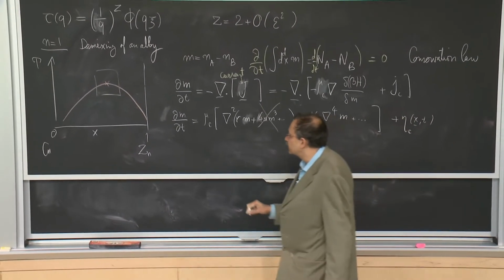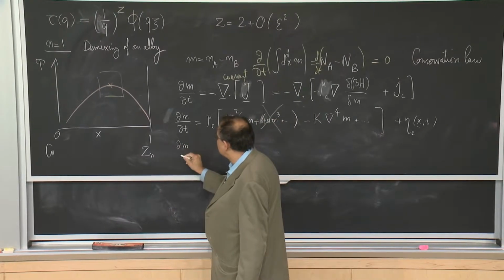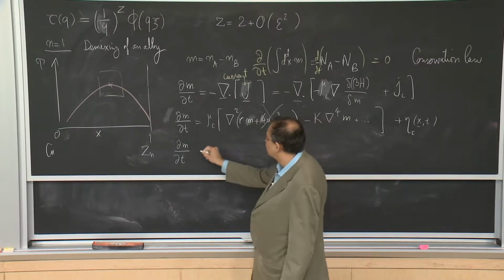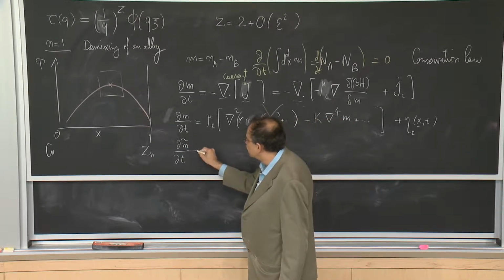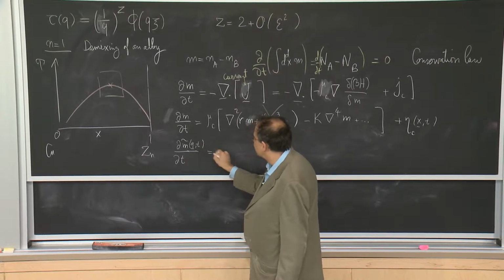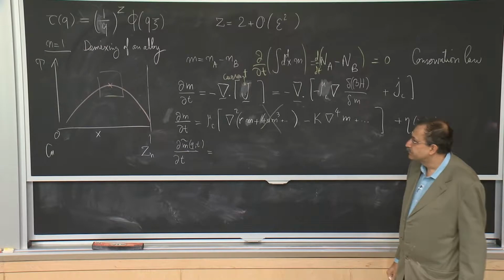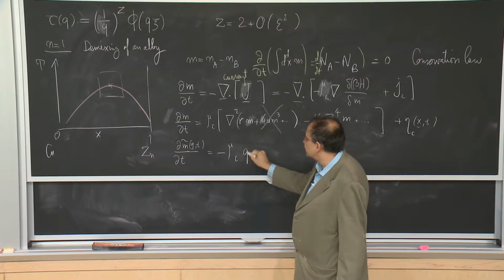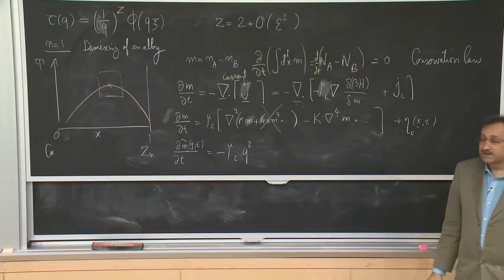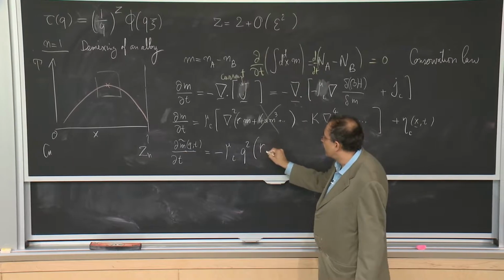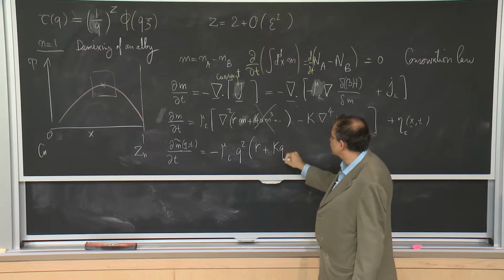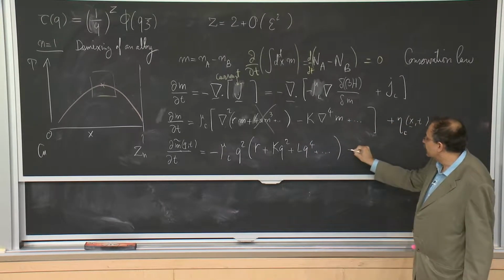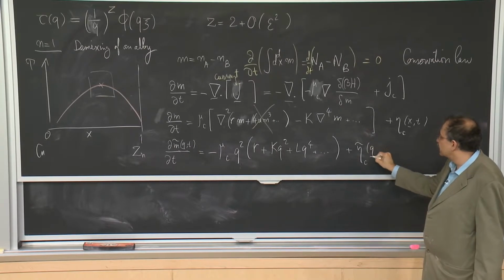Okay. So when I Fourier transform this equation, what do I get? I will get that dm by dt, let's say in the Fourier space, m tilde as a function of q and t, is minus mu c. Because of this Laplacian, there's an additional factor of q squared. And then I have r plus k q squared plus l q to the fourth, etc. And then I will have a Fourier transform version of this conserved noise.